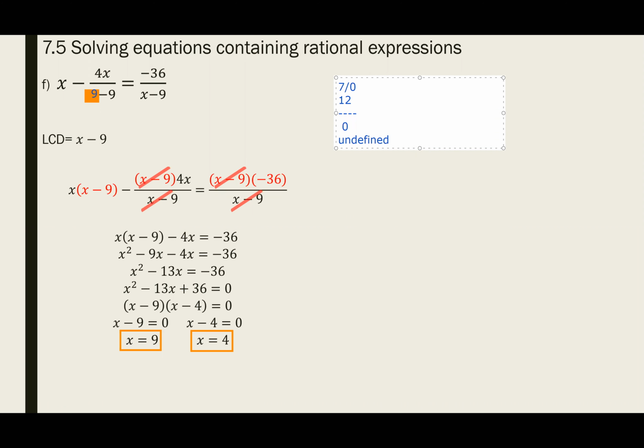So if it's undefined, we cannot have it. We cannot have the 0 on the denominator. So in this case, ladies and gentlemen, we cannot use 9 as an answer. So we have to X this 9 out, because if you use the 9, you have an undefined item. And if it's undefined, we don't know the answer.